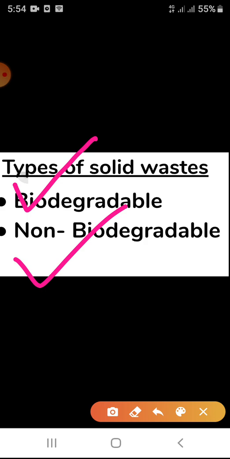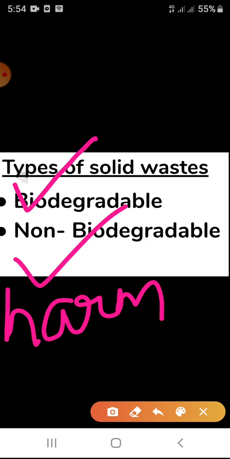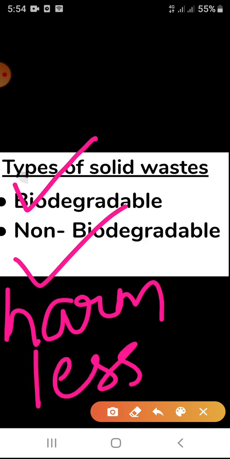Biodegradable means waste that can be degraded to a simple and harmless form. Harmless form means it breaks into small molecules, small things, but it is harmless, because here decomposition is done by microorganisms. For example, paper waste, cow dung, excreta, agriculture waste, these kinds of things, because these kinds of waste are not harming our environment.